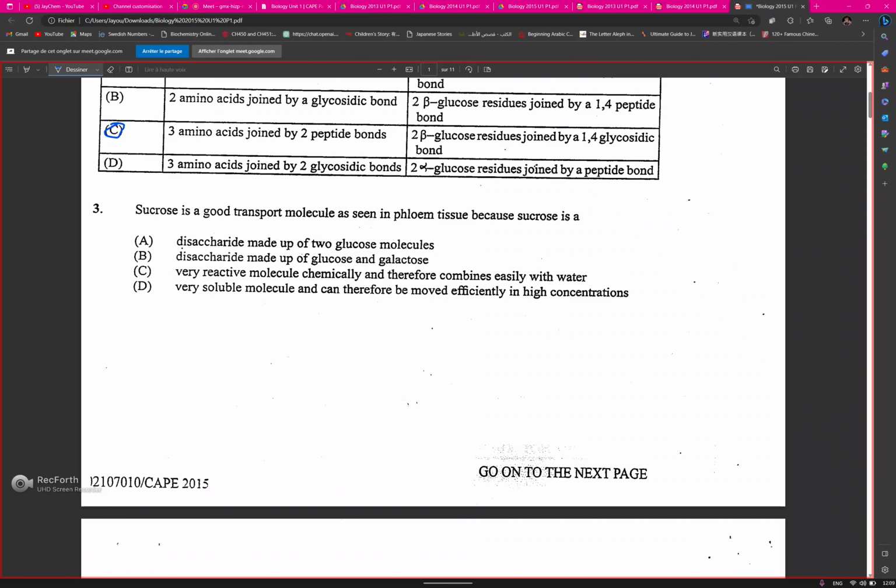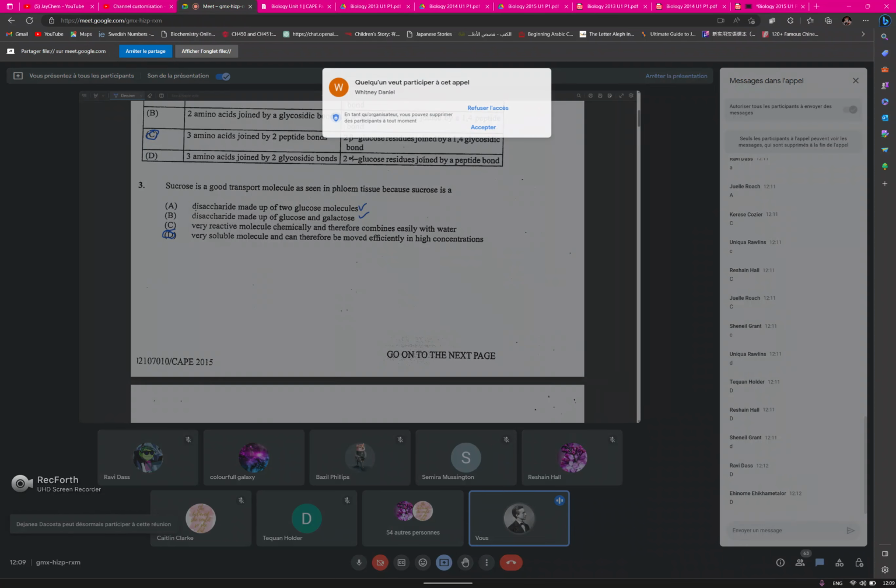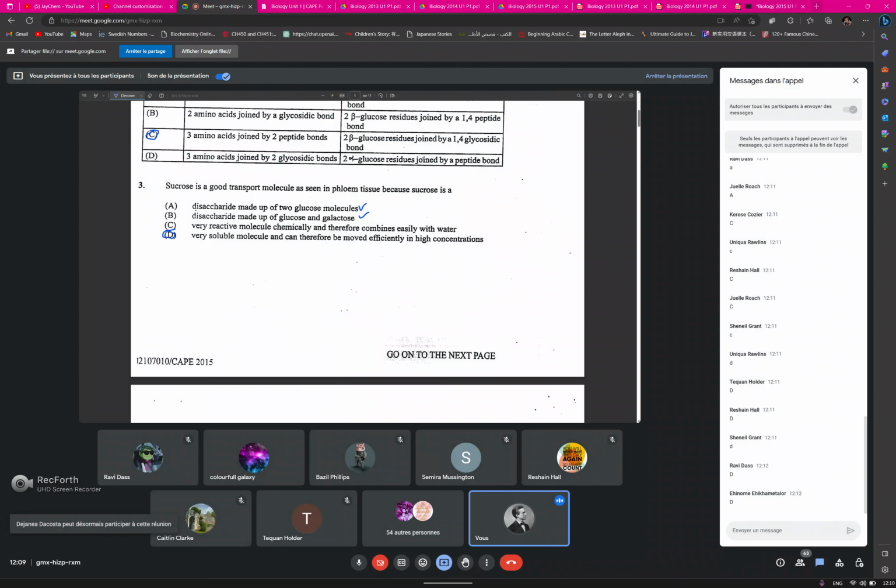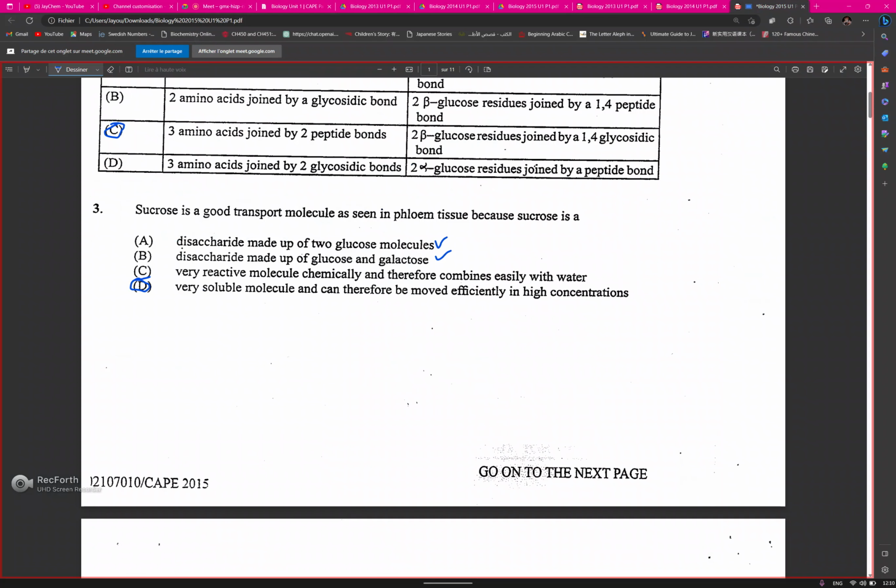Sucrose is very reactive? I don't think so. It'd be more likely D. It wouldn't be because it's a disaccharide, as there are tons of more disaccharides, right? It wouldn't be because it's a disaccharide made of glucose and galactose, because it isn't. What's a disaccharide called when it's made of glucose and galactose? Lactose. So it's not it.